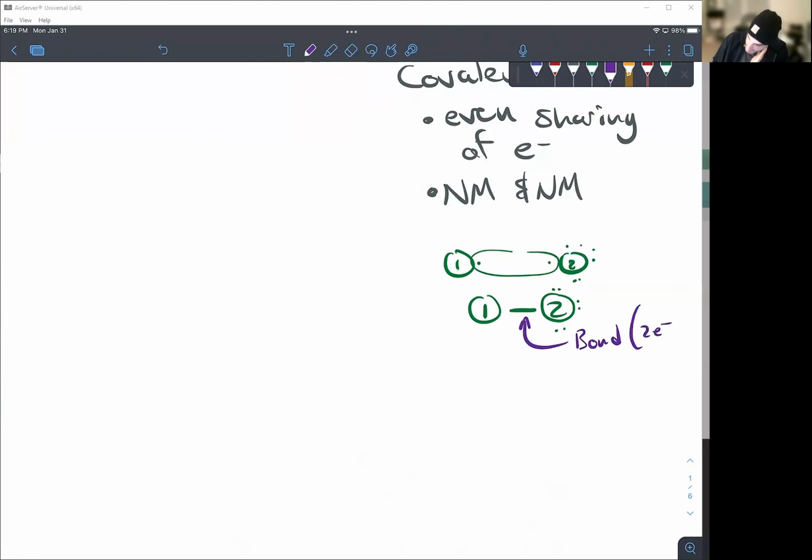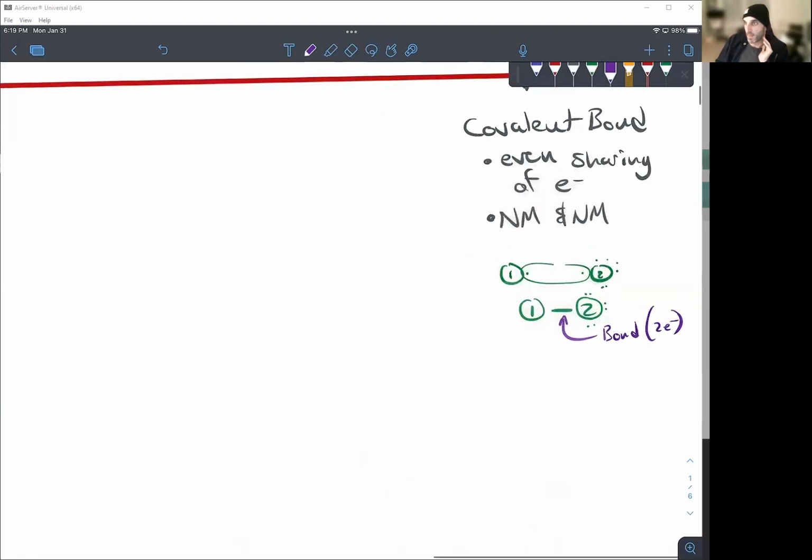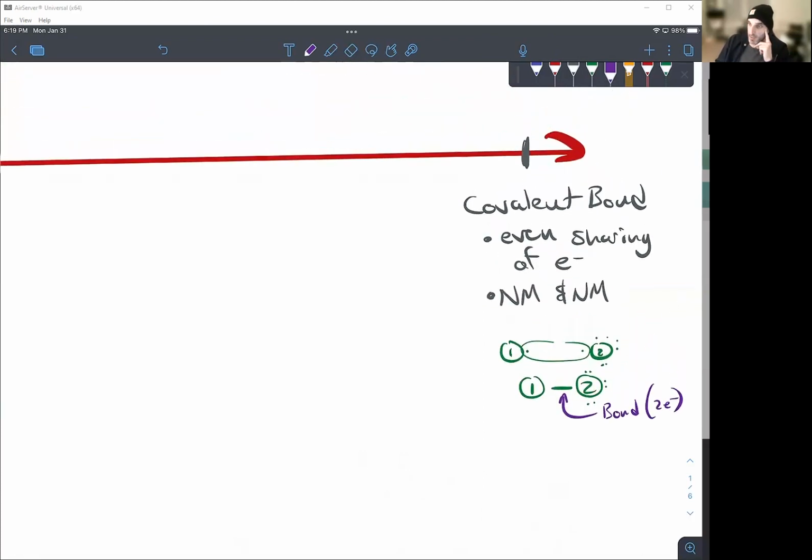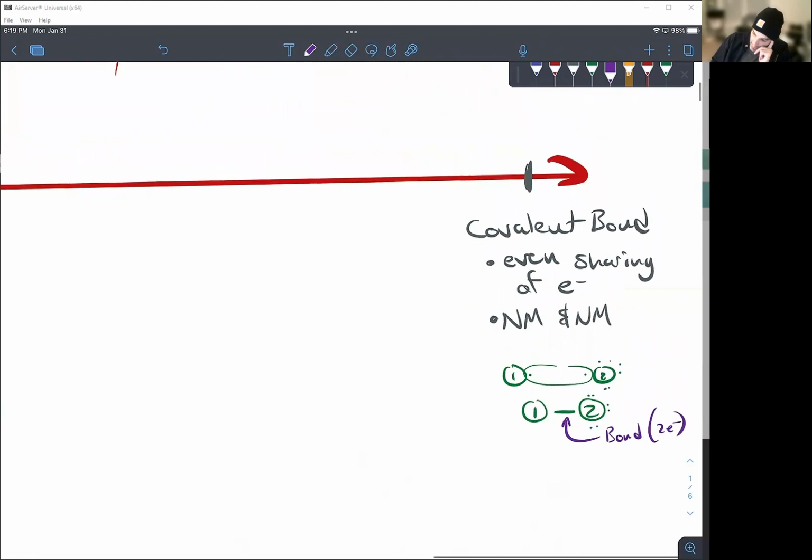And a bond contains 2 electrons. So that covalent bond is holding 2 electrons in it. It's important. The other thing that I guess I forgot to mention is that there is a small or 0 delta En. So there's a very small electronegativity difference.